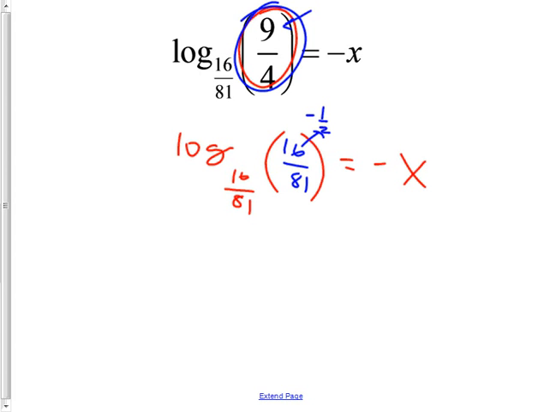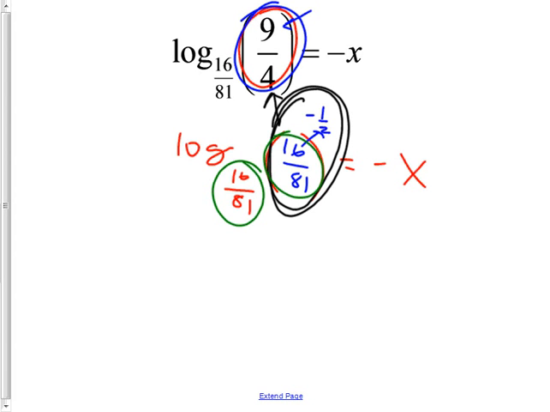Yes. The negative 1/2 power. Here's the thing that's hard to see here. This right here is actually exactly equal to 9/4. Now, why did we go to the work to rewrite that? Because if this and this are the same, then that's the answer, and the answer is negative.